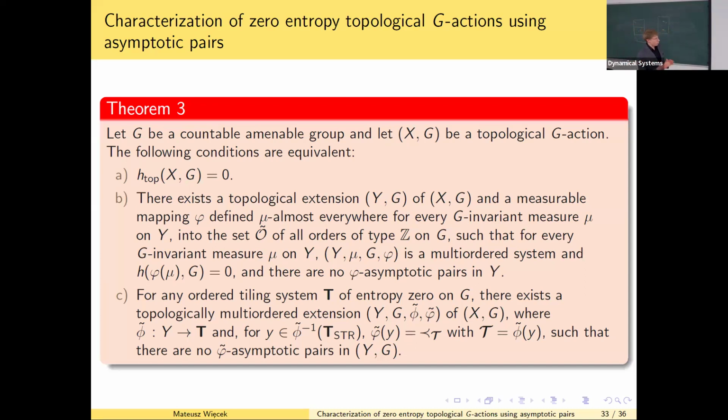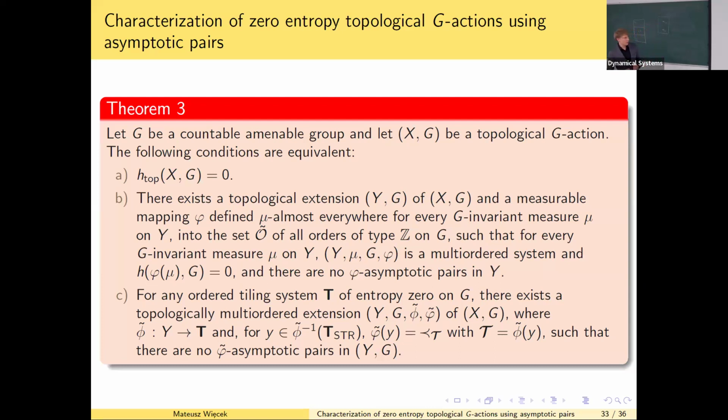And this map is into some multi-order. For every G-invariant measure mu on Y, this map factors to a multi-order, and there are no phi-asymptotic pairs in Y. So this is actually the same as saying that we have a topologically multi-order extension, and this is point C of our system X, because it may be more understandable with this point C, such that there are no phi-asymptotic pairs in this extension. So for every zero-entropy system, we can construct a topologically multi-order extension with no phi-asymptotic pairs.